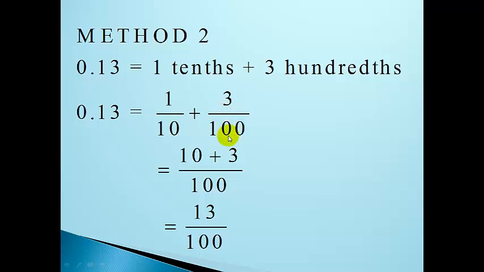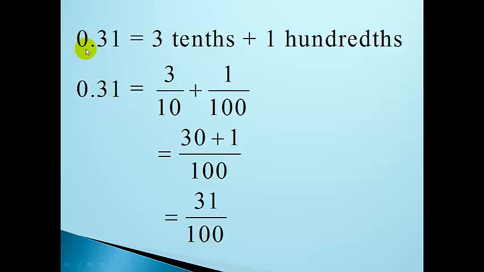Now let's simplify. The LCM of 10 and 100 is 100. So 10 goes into 100 10 times. Then we multiply 10 by the numerator, 1, and the answer is 10. Plus 100 goes into 100 once. When we multiply the 1 by 3, we have 3. So this is equal to 10 plus 3 divided by 100. And the answer is 13 divided by 100. That means that 0.13 is equal to 13 divided by 100.